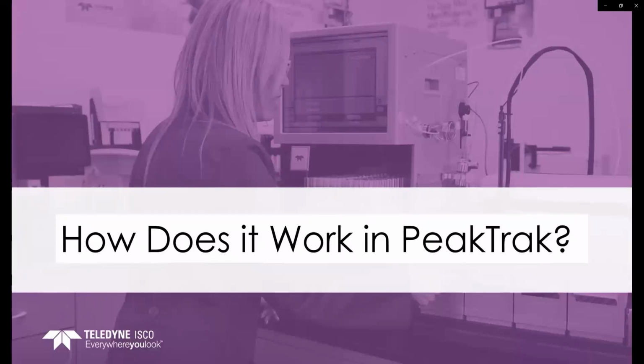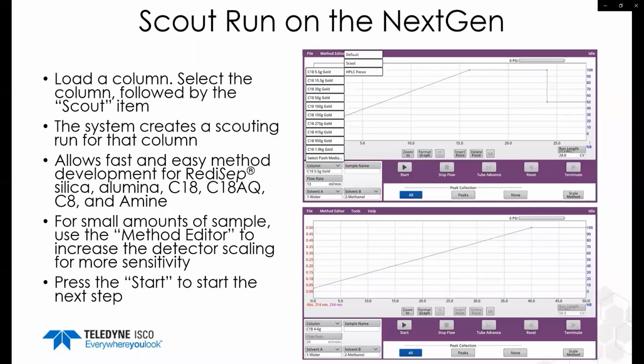PeakTrack has calibrated focus gradients and allows easy calibration to analytical systems for reverse phase analytical systems. First, load the column and select the column from the list. Select the scout run from the choice of methods. This allows fast and easy scouting runs and method development for silica, C18, C18AQ, C8, and amine columns.